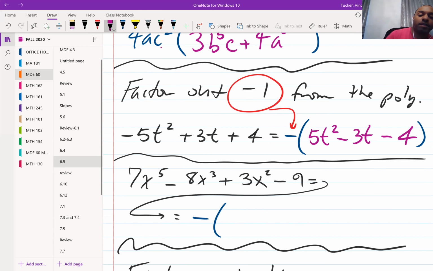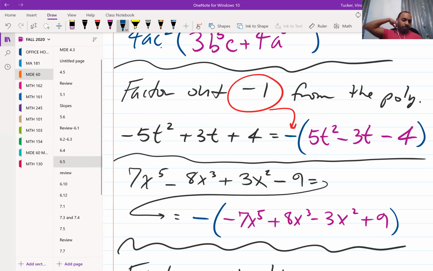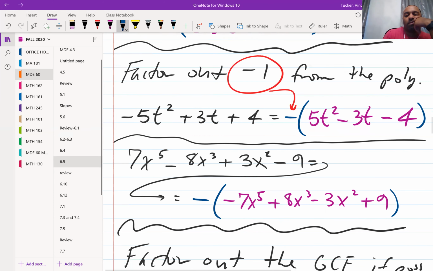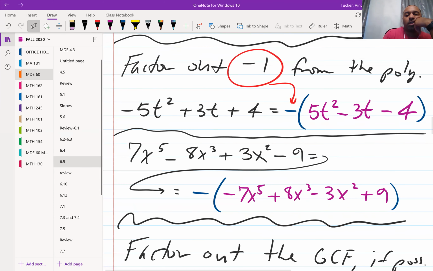So I have a positive 7x to the 5th. That would be negative 7x to the 5th plus 8x cubed minus 3x squared plus 9. Any questions before we go to the next?